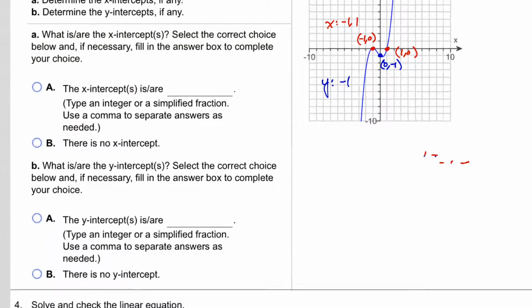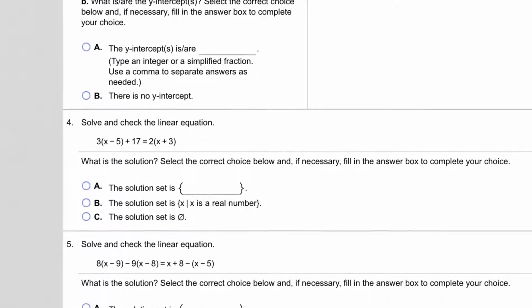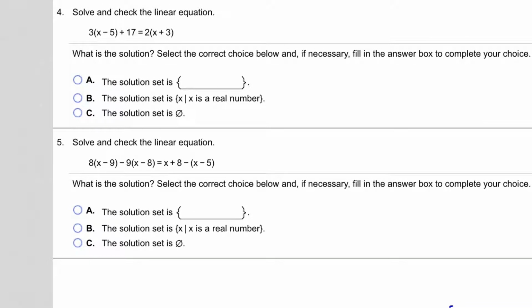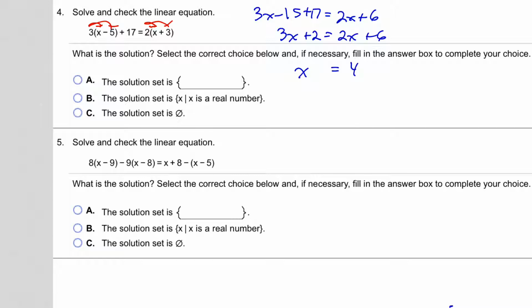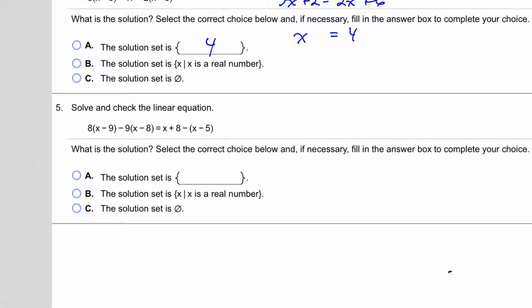Next, let's go to number 4. And so we're going to have to work through some of these directions. So we're going to distribute to get rid of these parentheses. So that's going to give us 3x minus 15 plus 17 equals 2x plus 6. And I'm going to combine the -15 plus 17, which is 2. Subtract the 2x from the right, and subtract the 2 from the left on both sides, so that's going to give me 4. Okay, so the solution to that will be 4. Next, same thing, just a little bit longer.